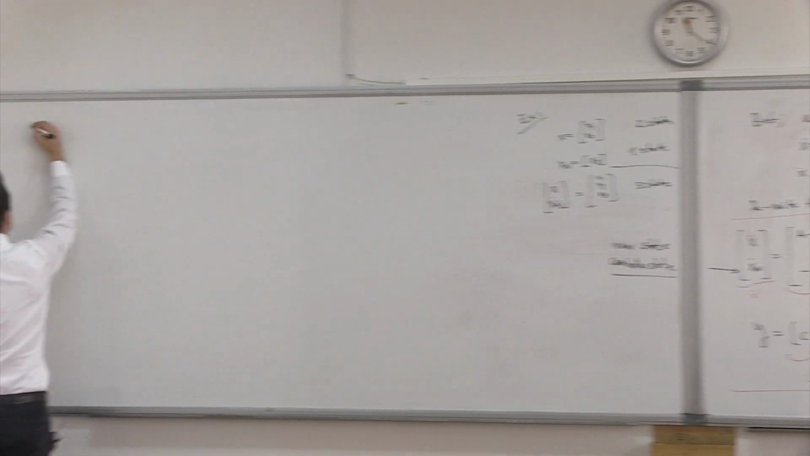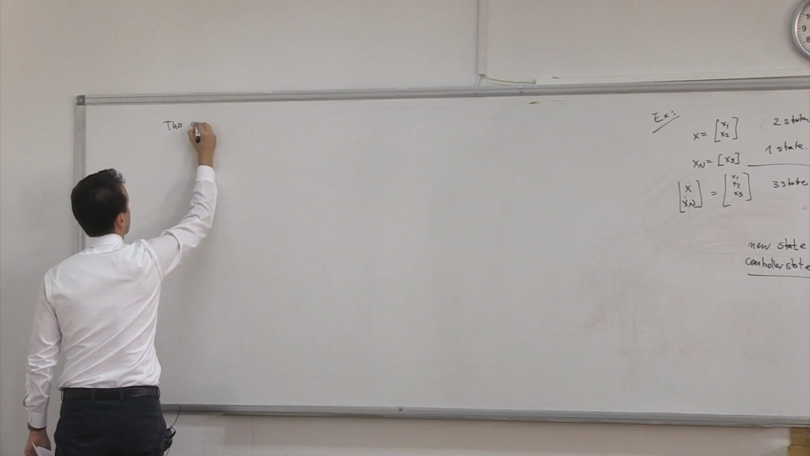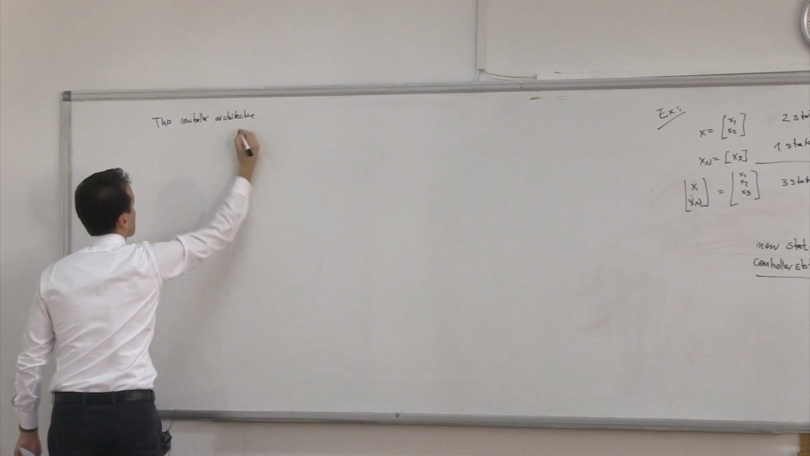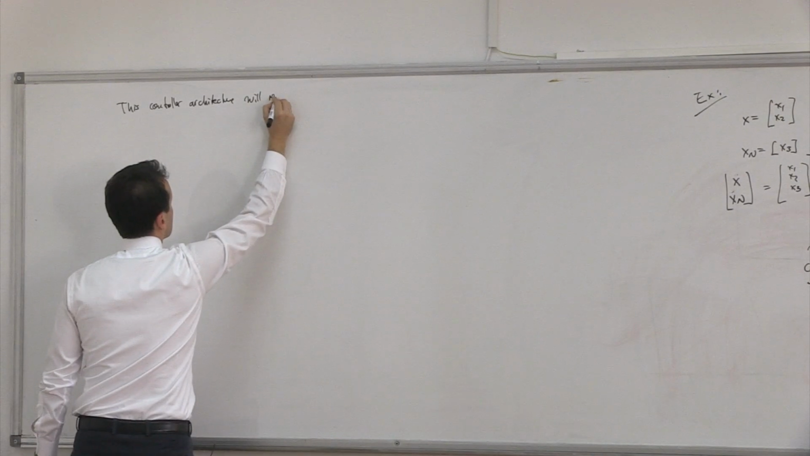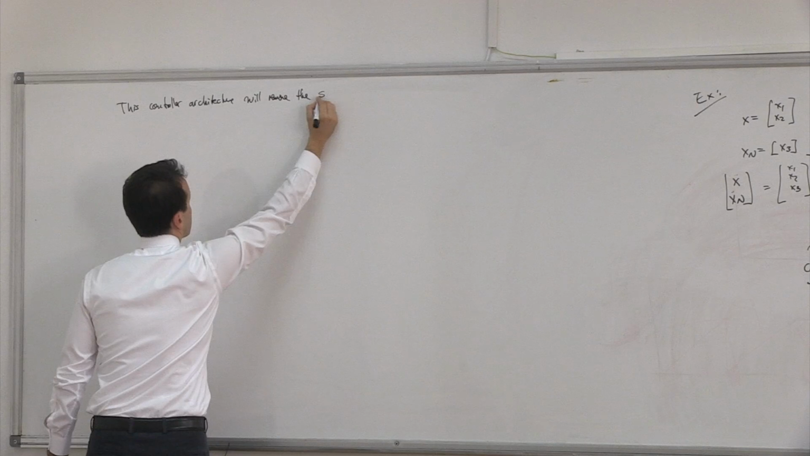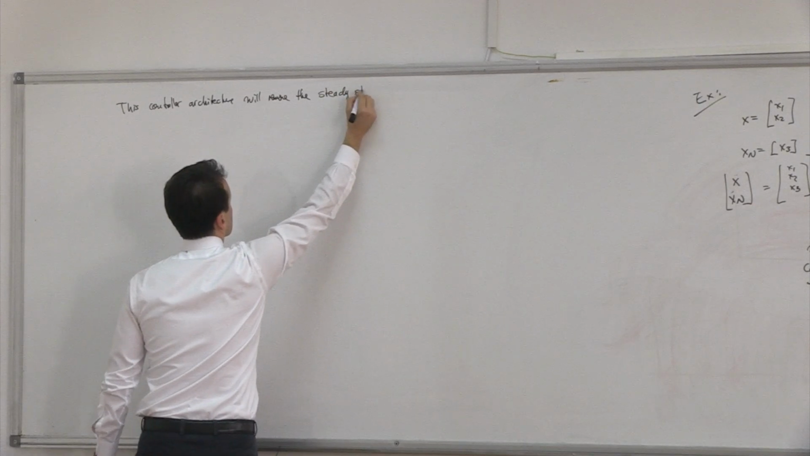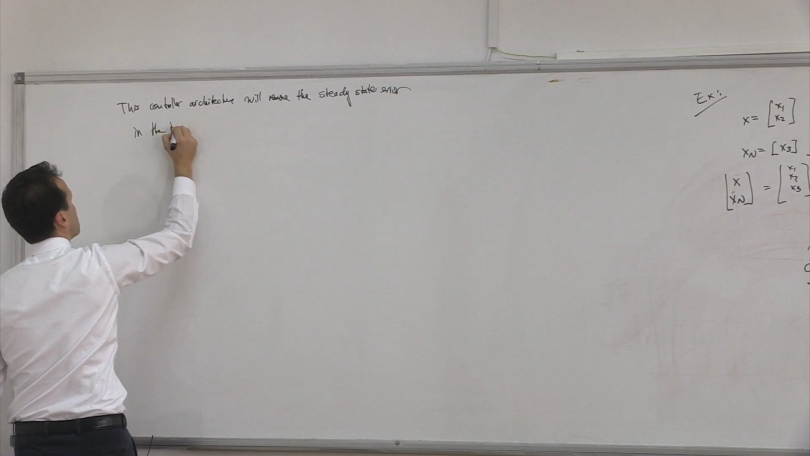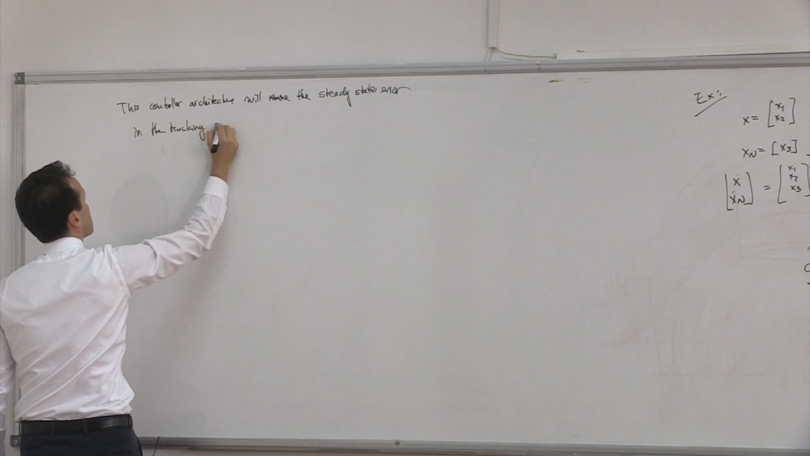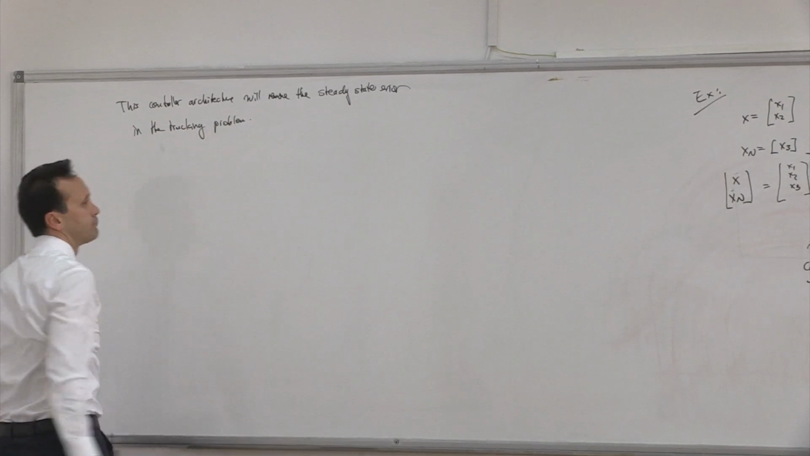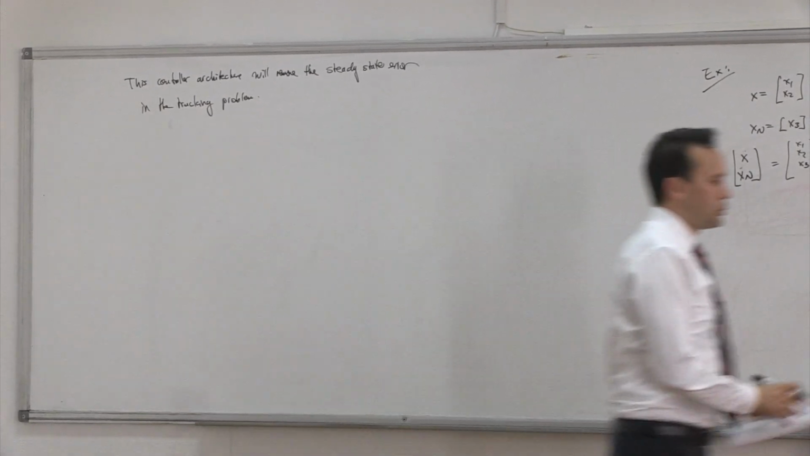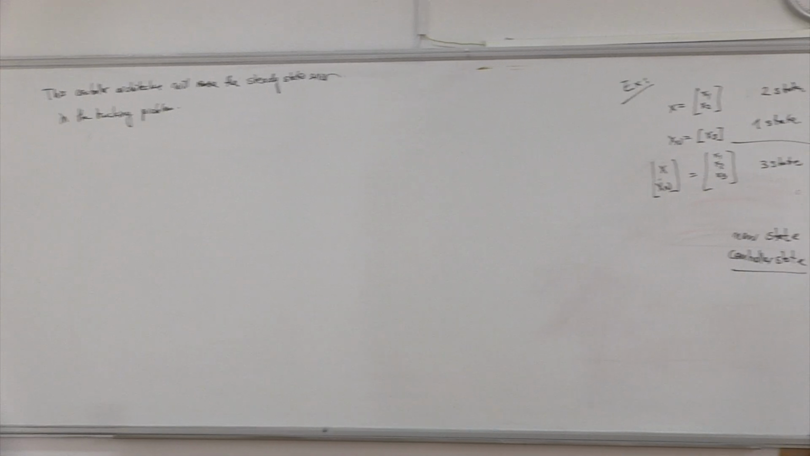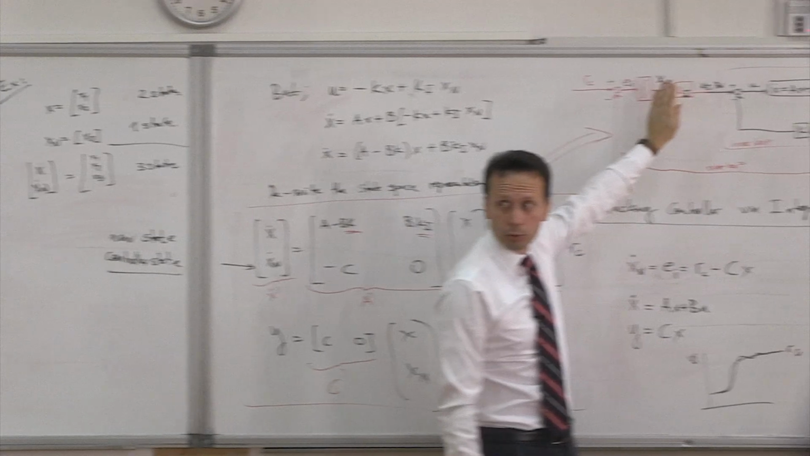So, the claim is that this control architecture will remove the steady state error in the tracking problem. Okay? Because I told you we could remove that integral and just have that, so it would be just a tracking problem, right, without the integral. That's what I showed you in the last hour.